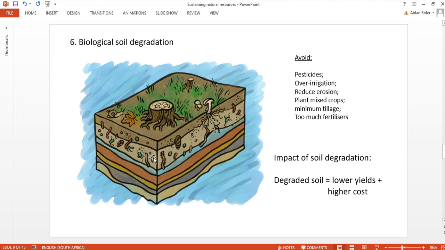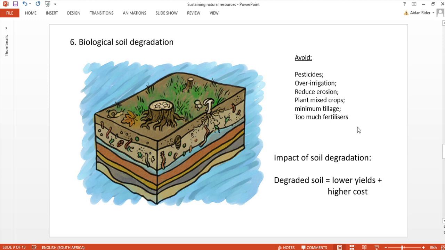Okay, so how can we control or avoid all of this? Well, stop using pesticides. Don't over-irrigate, too much water means there's less oxygen in the soil. We have to try to reduce erosion, and we have to plant, as mentioned, mixed crops, not just maize or wheat, soya, and a couple of other types of crops, to keep the microorganisms healthy as well. Minimum tillage, and don't use too much fertilizer.